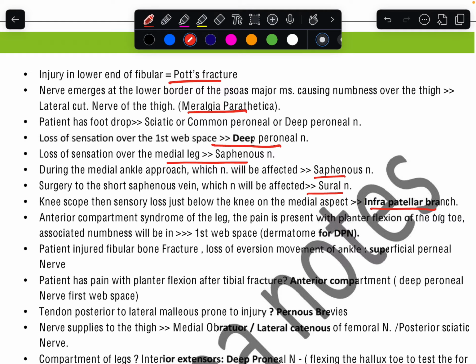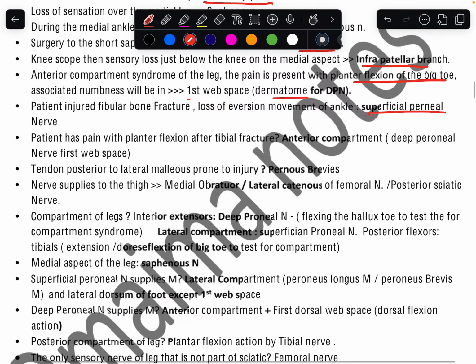Anterior compartment syndrome, leg pain is present on plantar flexion of the big toe. Numbness in the first web is dermatome of deep peroneal. Patient injured fibular bone fracture, loss of eversion, superficial peroneal. Patient pain on the plantar flexion with the tibial fracture, anterior compartment, deep peroneal. Tendon posterior to lateral malleolus, injury is peroneus brevis. Nerve supply to the thigh, medial is obturator, lateral cutaneous nerve.